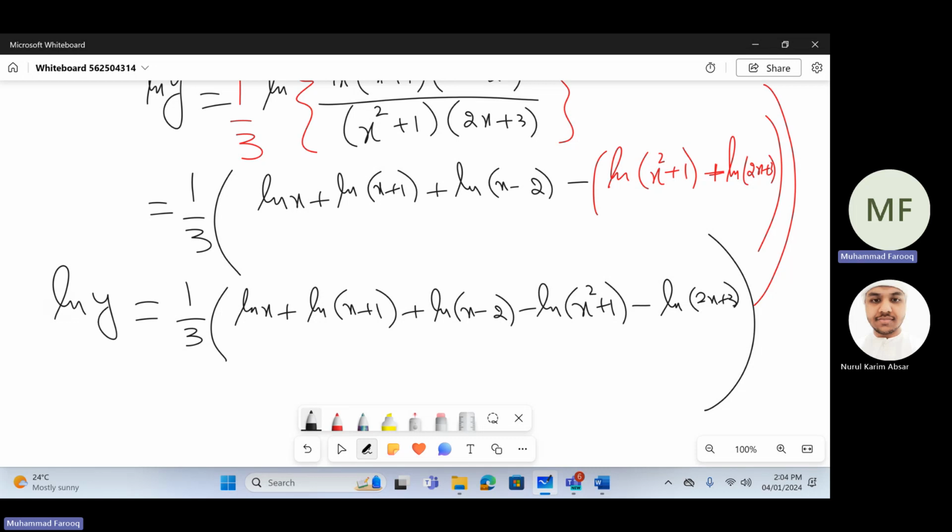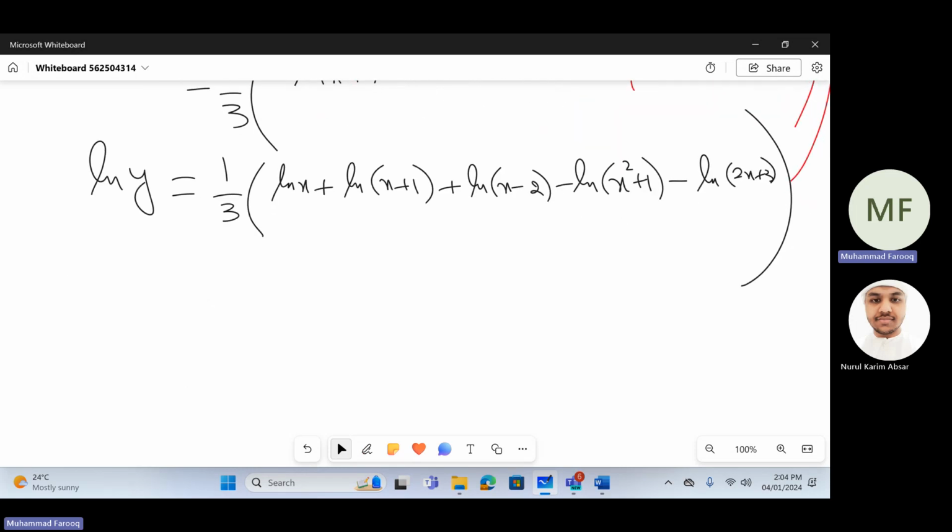This side, what do you have? ln y, not y, ln y, because you applied ln in the first step, both sides. Is it clear now? Now, because we need y prime, we apply differentiation on both sides. Differentiate your left side, differentiate your right side. Now, please tell me, what is the derivative of ln y? 1/y, then 1 over argument multiplied by the derivative of the argument.